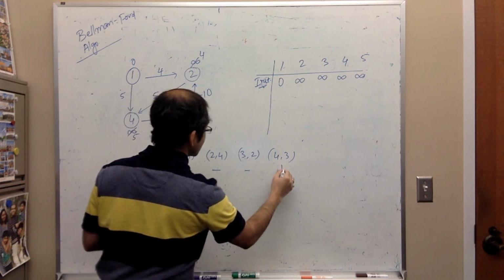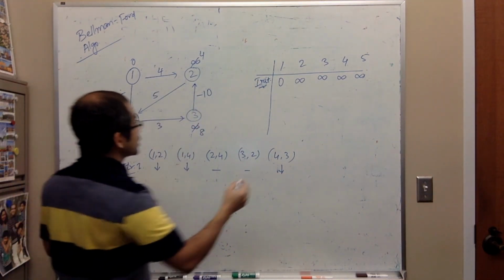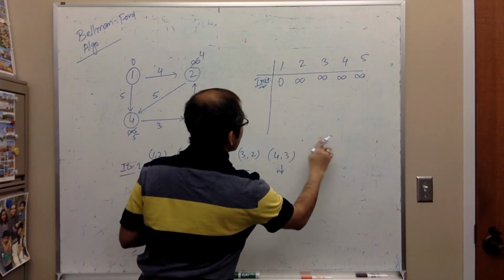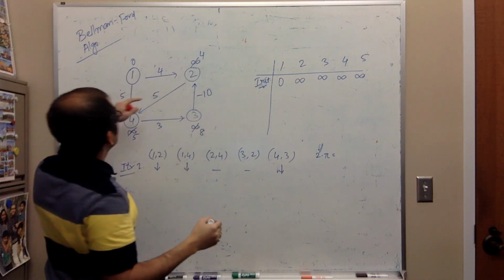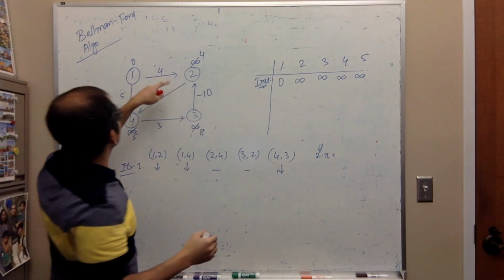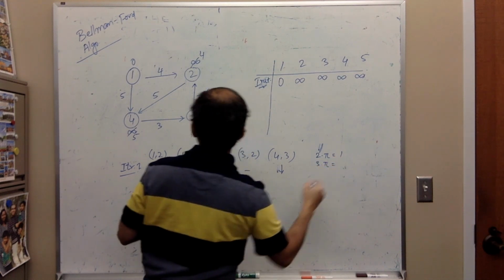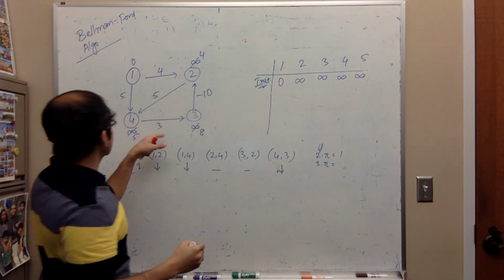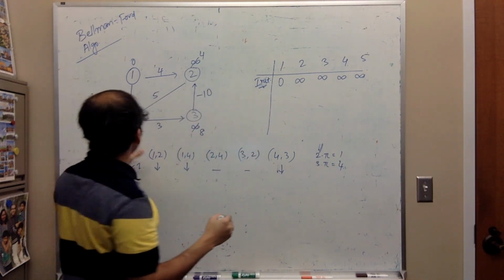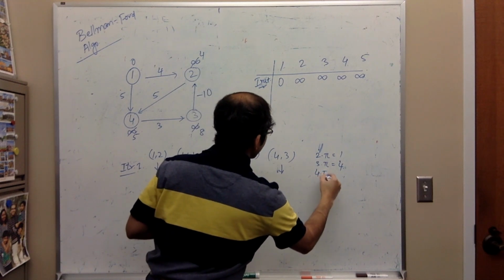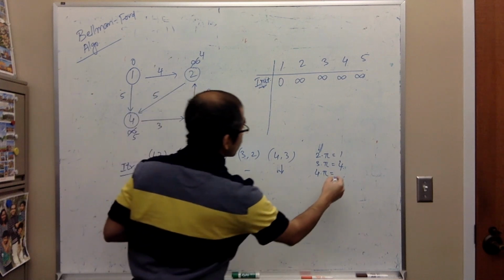Sorry, this is reduced. So now let's write the parents. 1 dot pi is not necessary to write. 2 dot pi equals 1. The parent of 2 is 1. 3 dot pi equals 4 because 3's distance estimate got from 4, that edge 3 to 4 got relaxed. 4 dot pi, 4's parent is again 1. We came to 4 from 1.